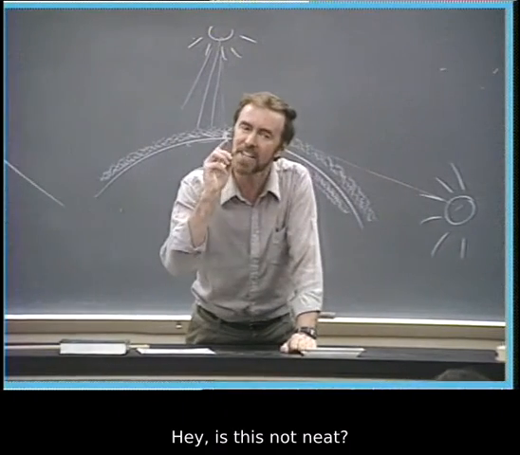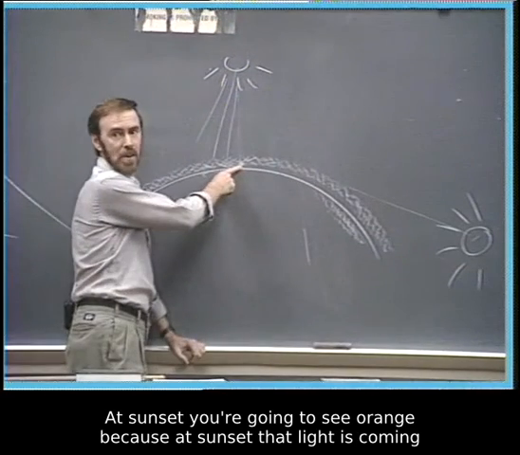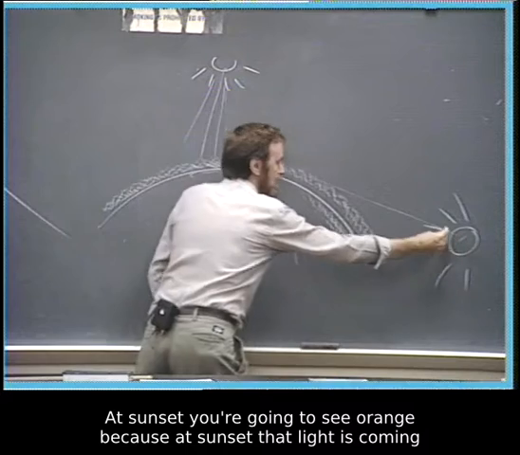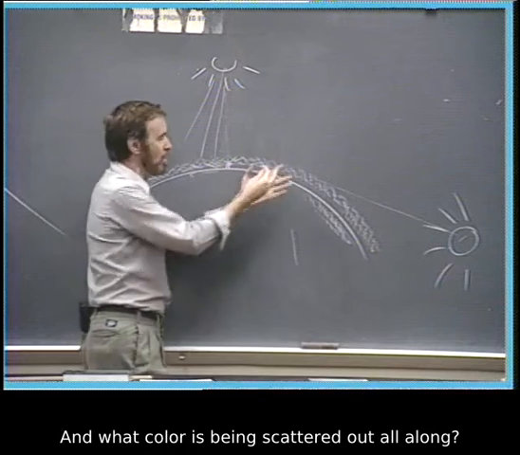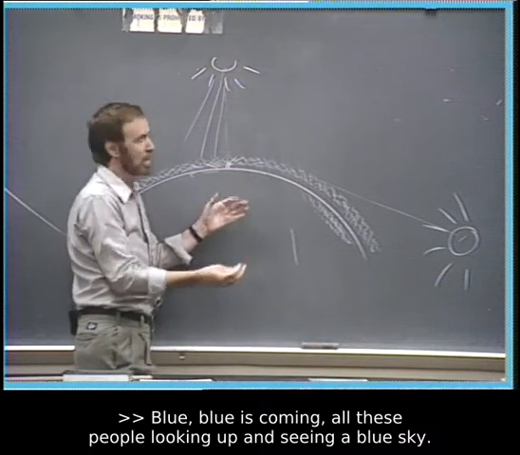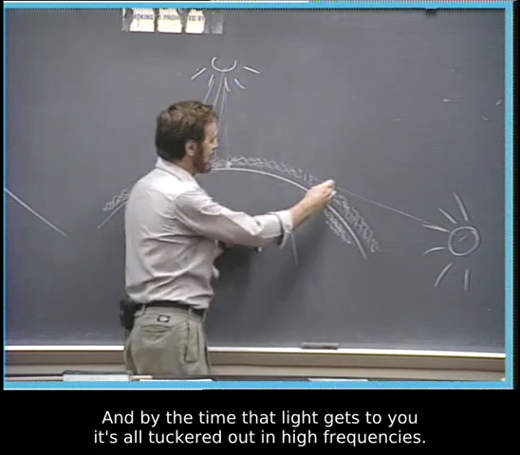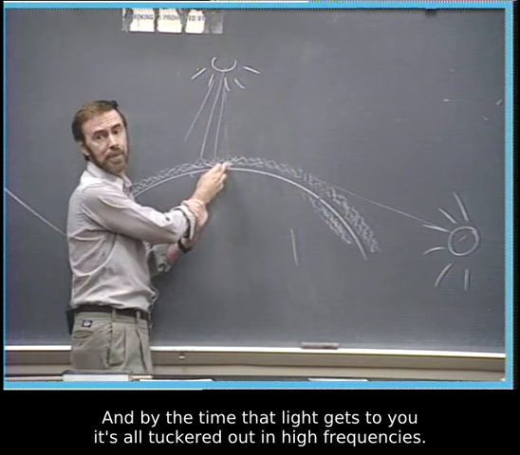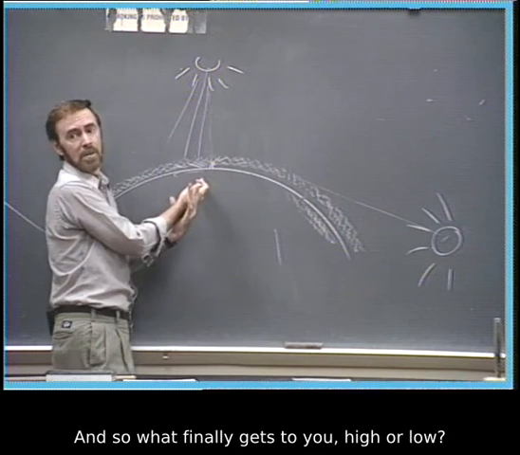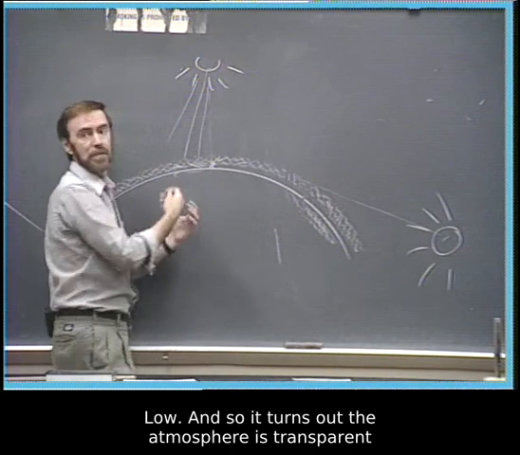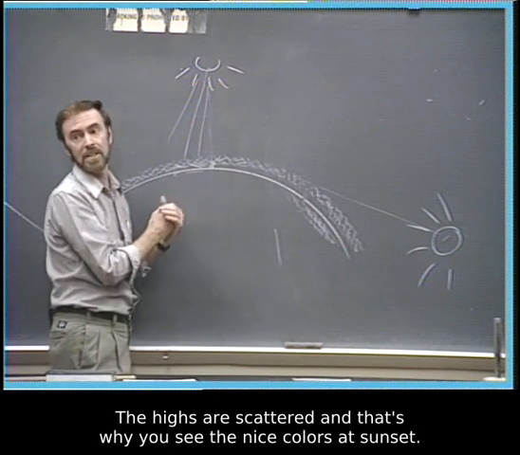Hey, is this not neat? At sunset, of course you're going to see orange. Because at sunset, that light's coming through many, many kilometers of air. And what color is being scattered out all along? Blue. All these people looking up are seeing the blue sky. They're seeing the blue that would have gotten to you. And by the time that light gets to you, honey, it's all tuckered out in high frequencies. Almost no high frequencies left. And so what finally gets to you, high or low? Low. And so it turns out the atmosphere is transparent to the low frequencies, but not so much to the high. The highs are scattered. And that's why you see the nice colors at sunset.